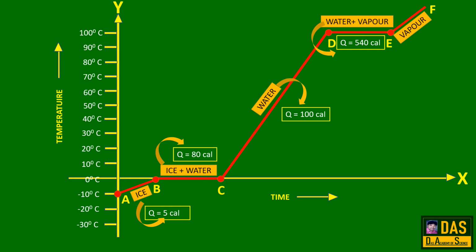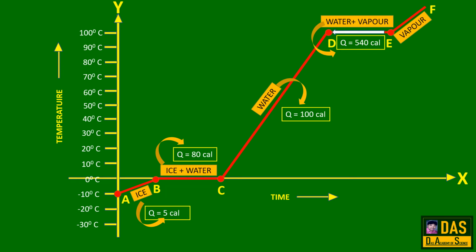One more thing we have to remember here. When we move from A to B, B to C, C to D, and D to E, then heat is absorbed. Why? Because solid state is converting into liquid state and liquid state is converting to gaseous state. So we have to heat here so that heat is absorbed by the matter.